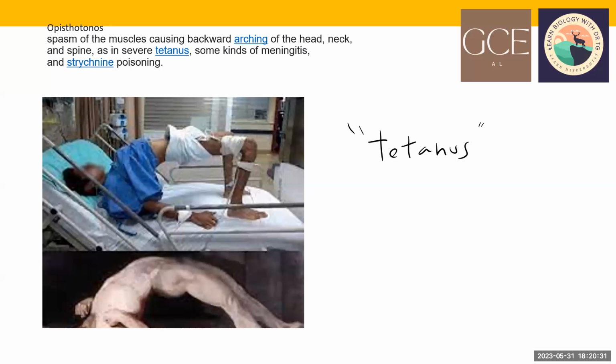So if not vaccinated immediately, I think antibodies can be given. For the treatment, tetanus antibodies can be given. Anti-tetanus antibodies.